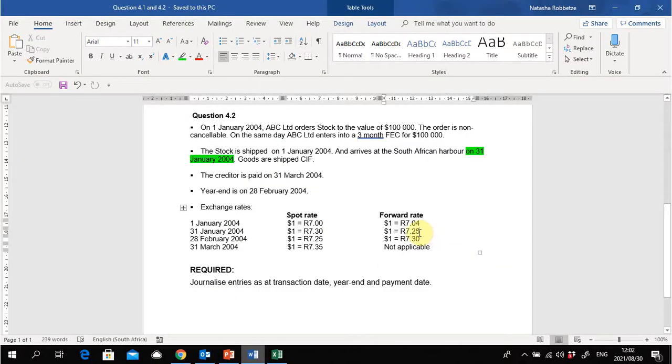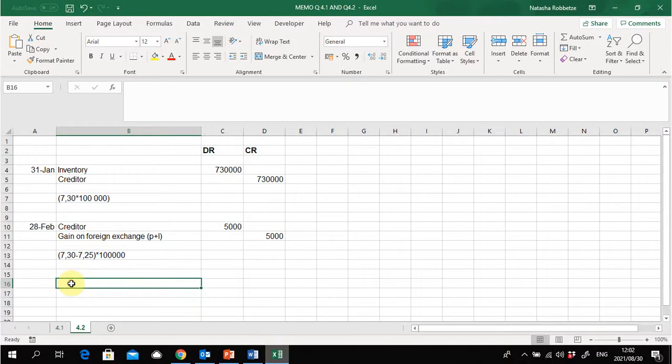Well, on transaction date, it was 7 Rand 25, and it's actually the other way around. And now it's 7 Rand and 30 cents. So the forward rate went up, so it is a gain. It moves in the same direction. So I'm going to say gain on FEC, and this is going to be profit and loss because this is a fair value hedge. It's a firm commitment, and I need to put it against my FEC asset. And the change there will be 5,000 Rand as well.